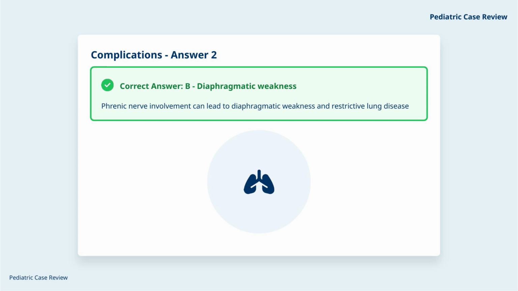Diaphragmatic weakness. While not common in mild to moderate Charcot-Marie-Tooth disease, advanced or severe cases can involve the phrenic nerve, leading to diaphragmatic weakness. This results in restrictive lung physiology and can cause nocturnal hypoventilation, particularly during REM sleep when accessory respiratory muscles are least active. Pulmonary function testing showing reduced vital capacity in the supine position is characteristic of diaphragmatic weakness.